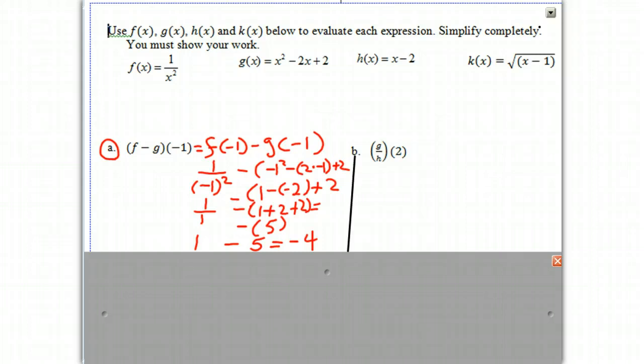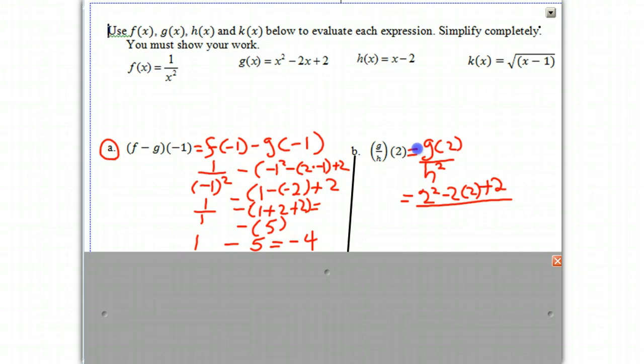Our second problem is g over h of 2. That means the same as g of 2 divided by h of 2. And g of 2 means we substitute 2 for every x in g of x. So therefore you get 2 squared, because it's x squared, minus 2 times 2 instead of 2 times x, plus 2, that's in the numerator. And the denominator, h of 2, and I do have a mistake here. I should fix that.